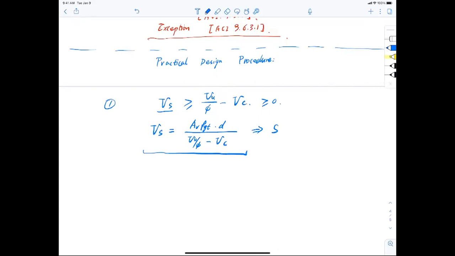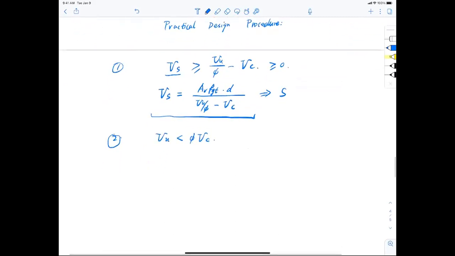But if you don't have that anymore, say VU is smaller than phi VC, what does it mean? Meaning that just the concrete itself can carry the shear resistance. For this case, I need to look at the table: AV min, the minimum reinforcement, has to equal 0.75 square root F prime C BWS divided by FYT. And this also has to be greater than or equal to 50 BWS divided by FYT.